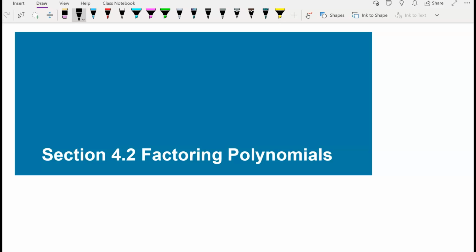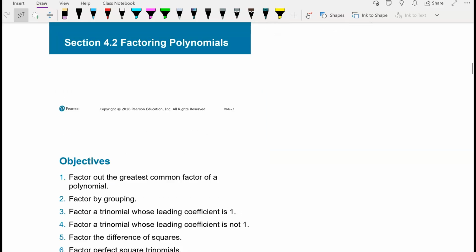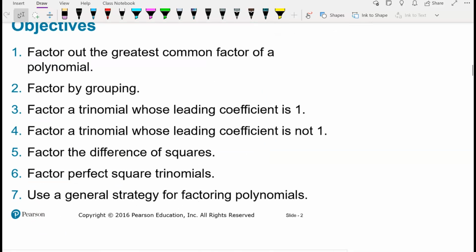Welcome back. This is 4.2, Factoring Polynomials. So we're going to be looking at greatest common factor, factor by grouping, factoring with different leading coefficients, difference of squares, perfect squares, and just a general strategy for factoring.